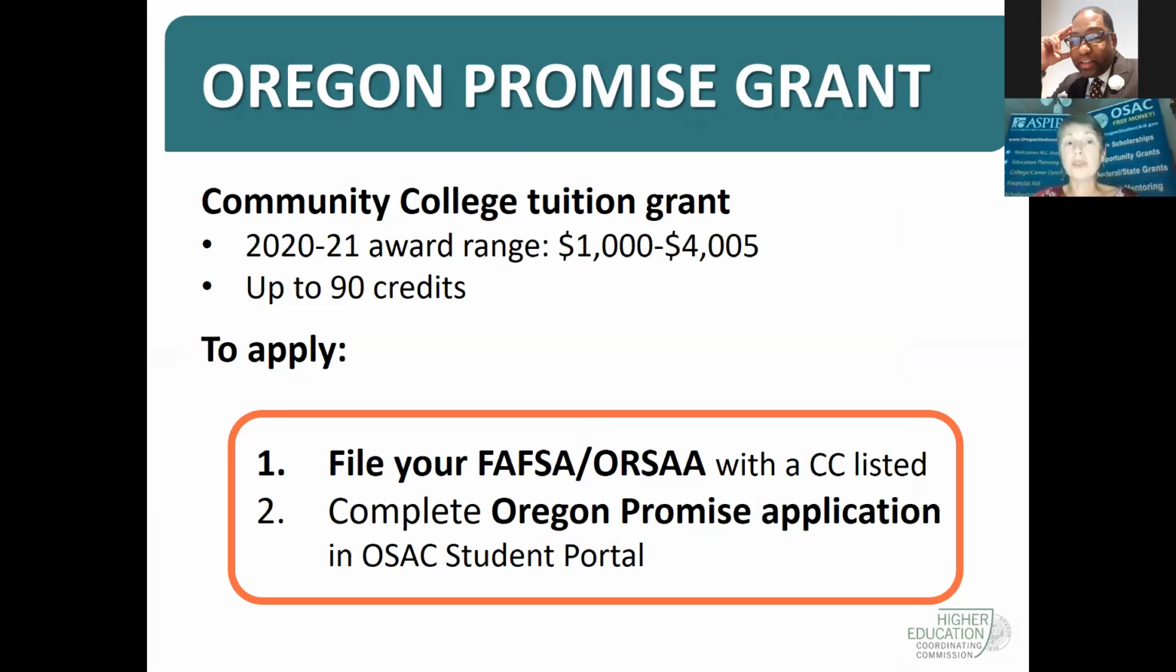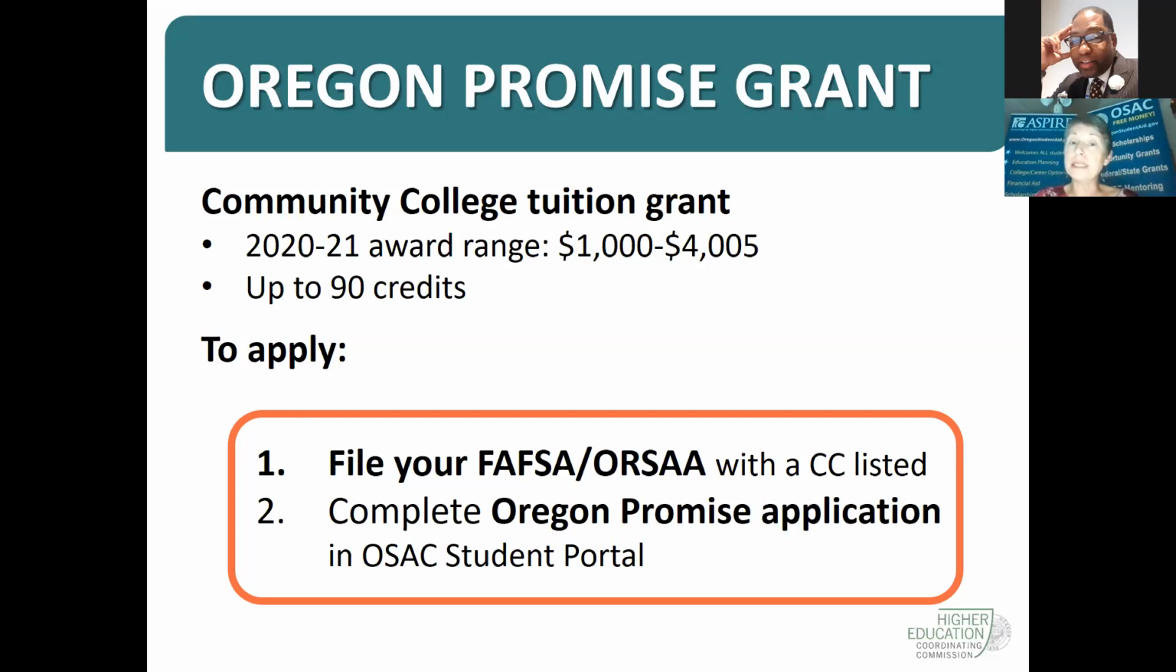For the class of 2020 that just started college, their awards were anywhere from $1,000 to $4,005. Again, this is for community college only, and it only pays for 90 credits. If you've taken any classes during high school, those are included in your 90 credits. First step, do your financial aid, so either do the FAFSA or the ORSA, either one. And it's very important: you have to list a community college on your application. If you don't, you will be ineligible.